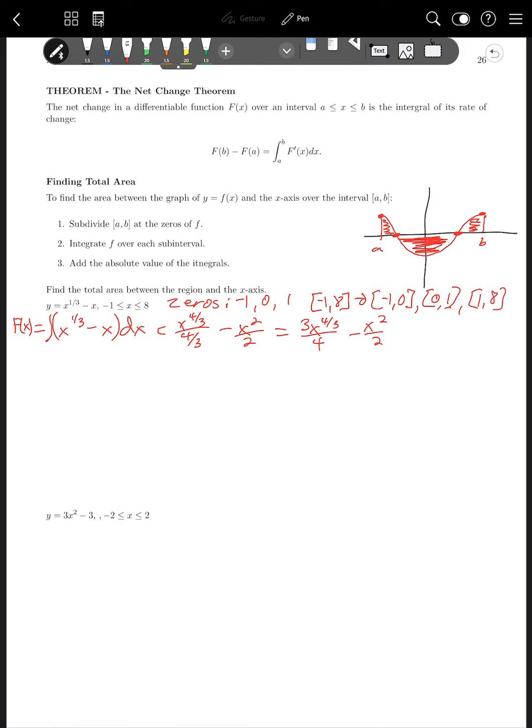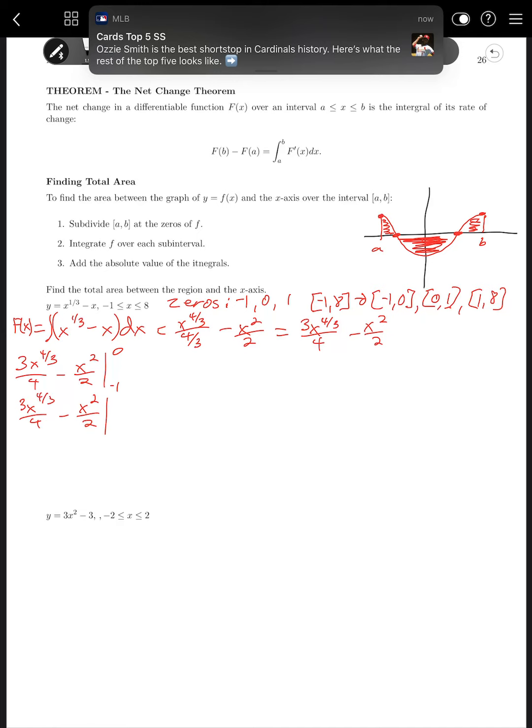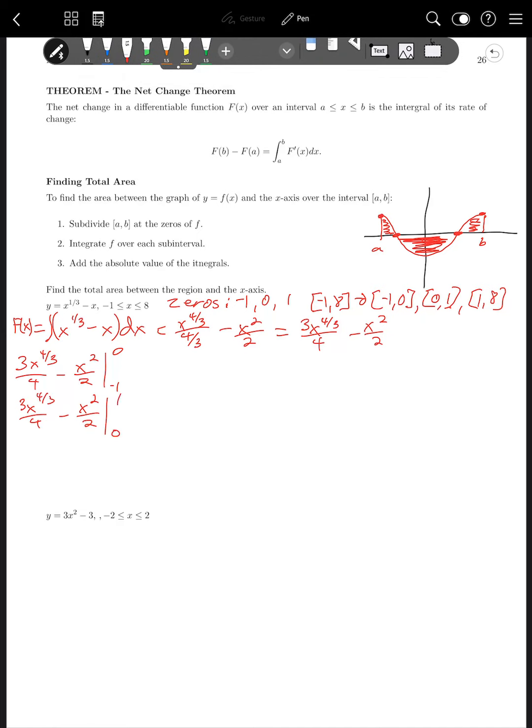And so to find the definite integral for each one of these regions, I just find the value of the antiderivative over these regions. So that's going to be 3x to the 4/3 over 4 minus x squared over 2 from -1 to 0. 3x to the 4/3 over 4 minus x squared over 2 from 0 to 1. And 3x to the 4/3 over 4 minus x squared over 2 from 1 to 8.